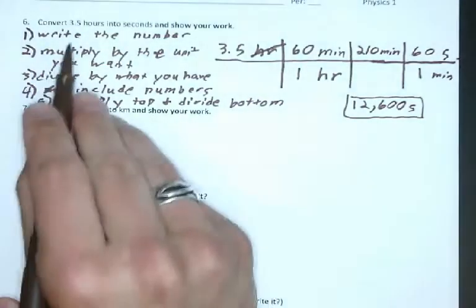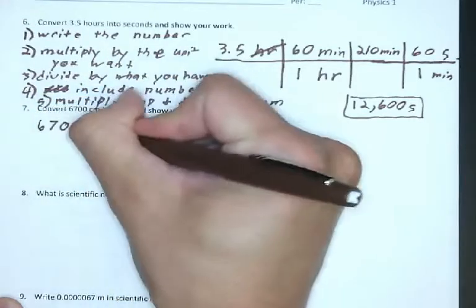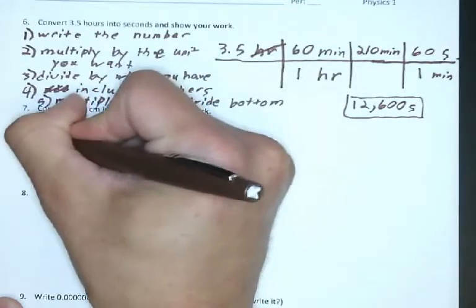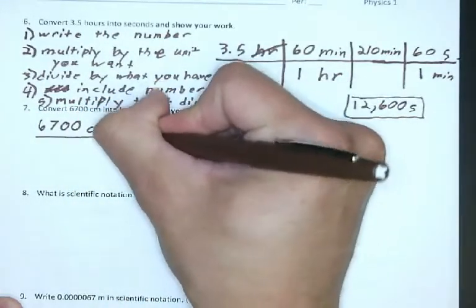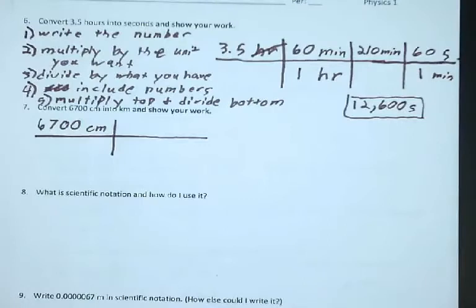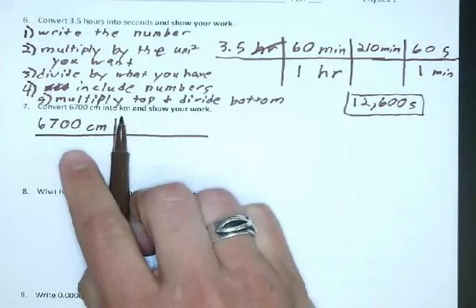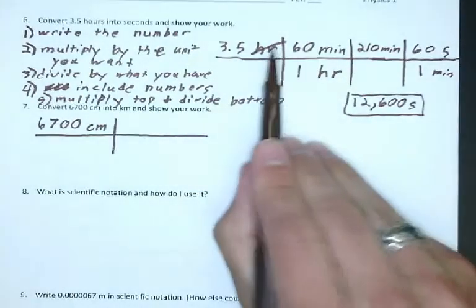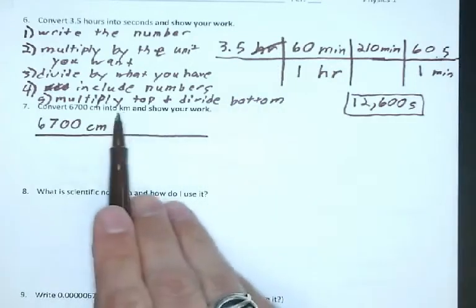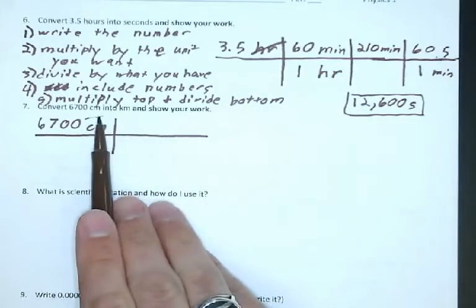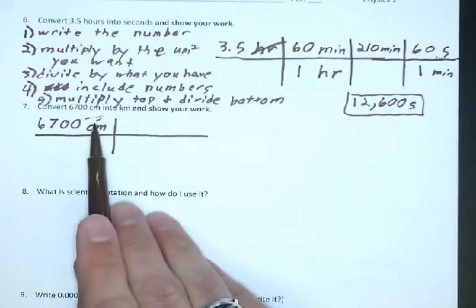So write the number, 6,700 centimeters. Okay, write what you want to go to. I want to go to kilometers. But here's the problem. Just like I didn't know how many seconds were in an hour, I don't know how many kilometers are in a centimeter. So I can't go to that. Instead, I need to go to something else.